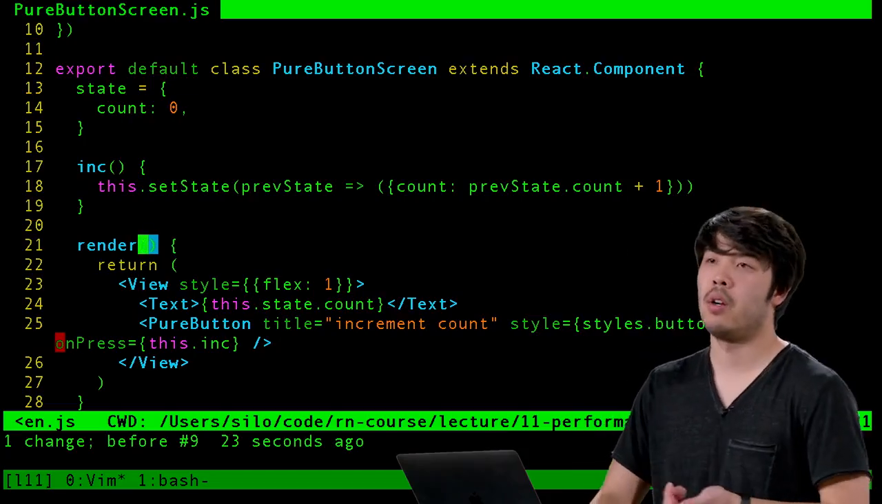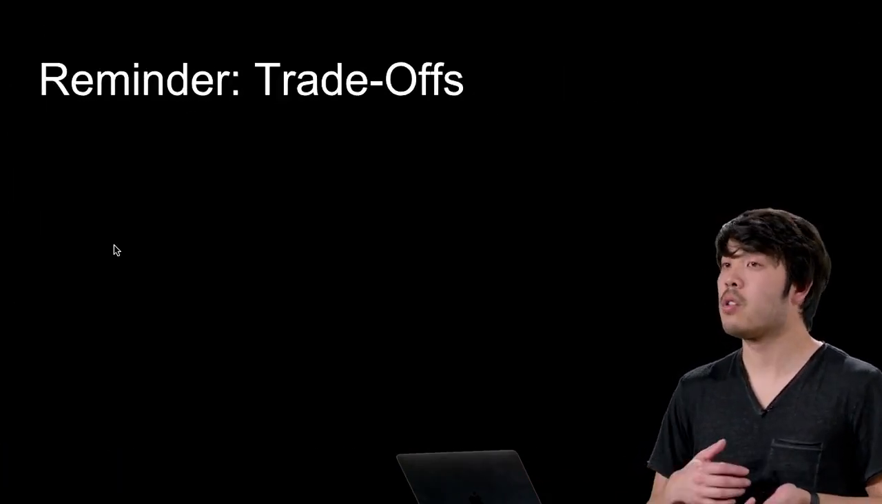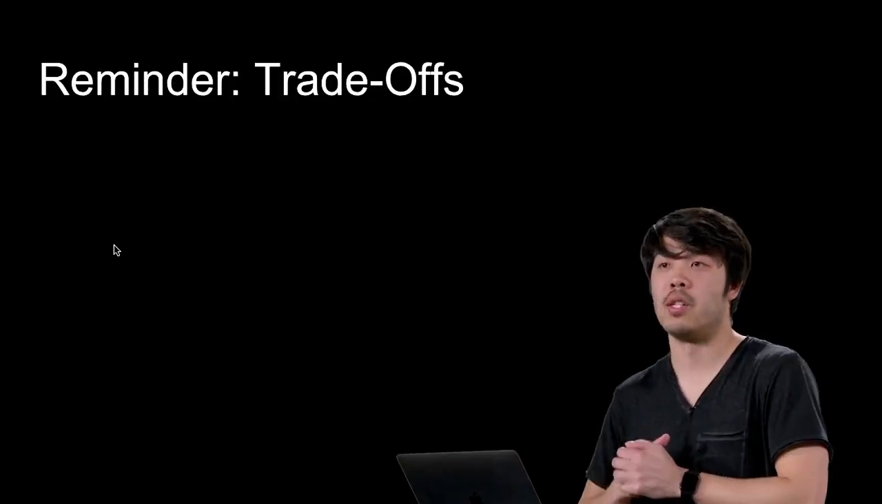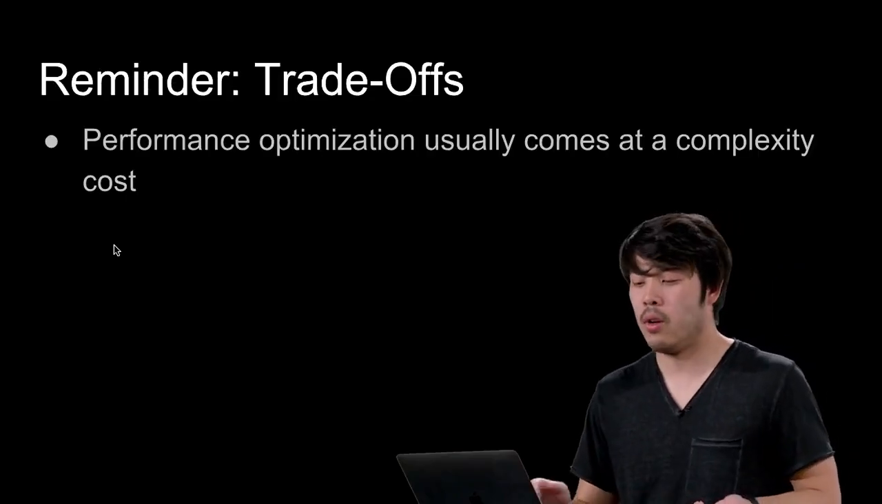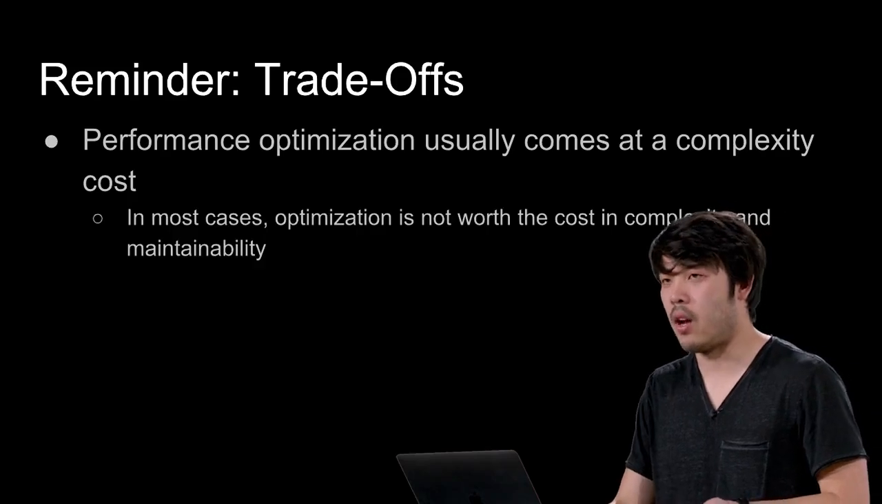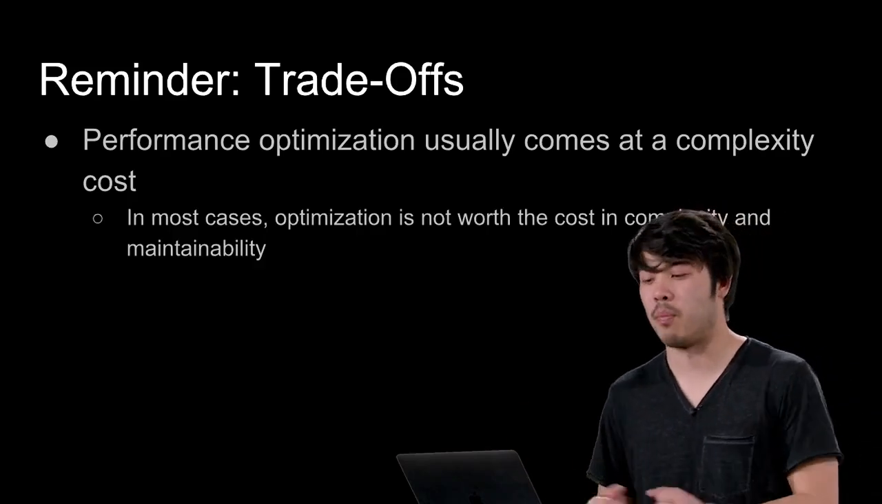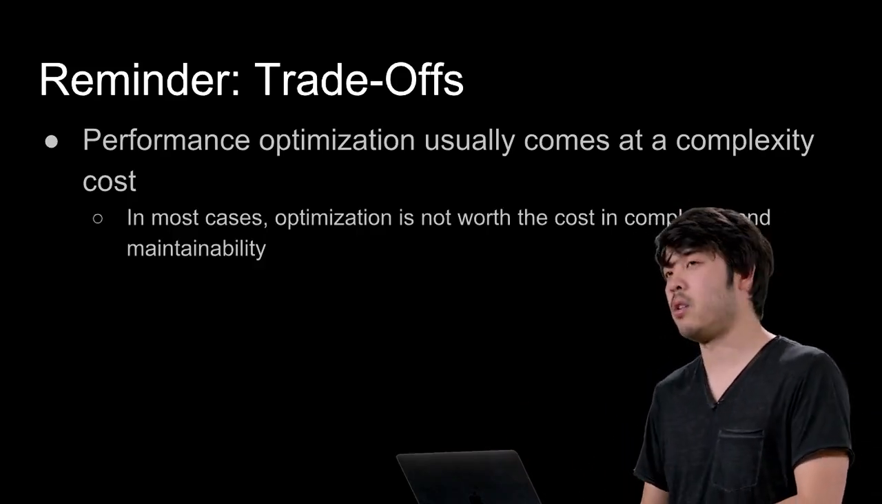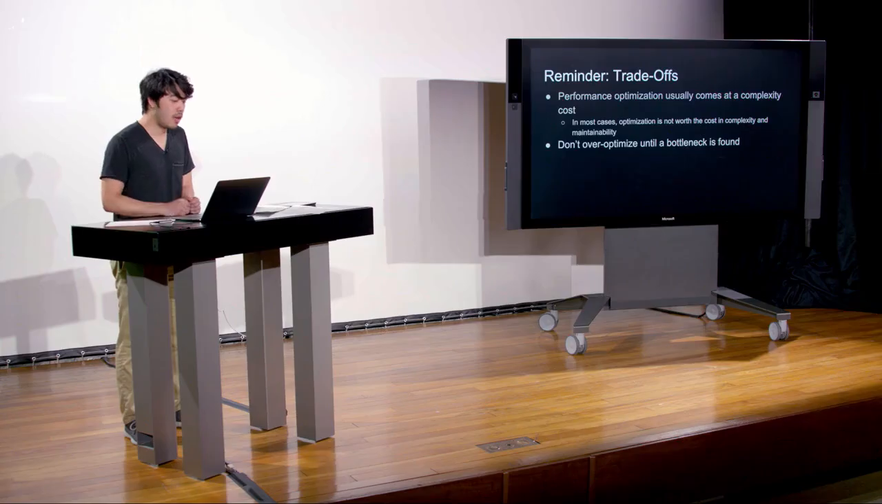But again, remember, there are trade-offs for all these optimizations. These performance optimizations come at complexity costs, and oftentimes it's just not worth the cost in complexity and maintainability. So don't forget, don't over-optimize until a bottleneck is found. So let's go ahead and take a quick break. And then after the break, we're going to look at a specific optimization built into React Native.